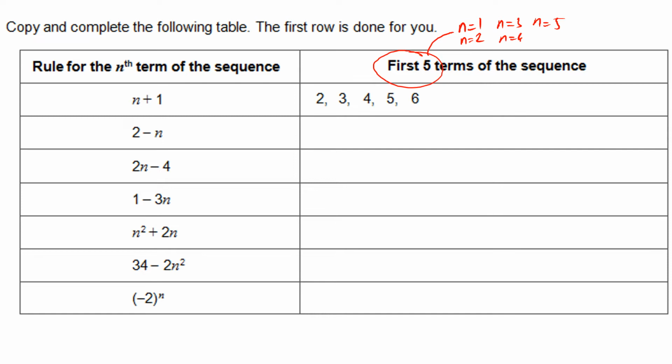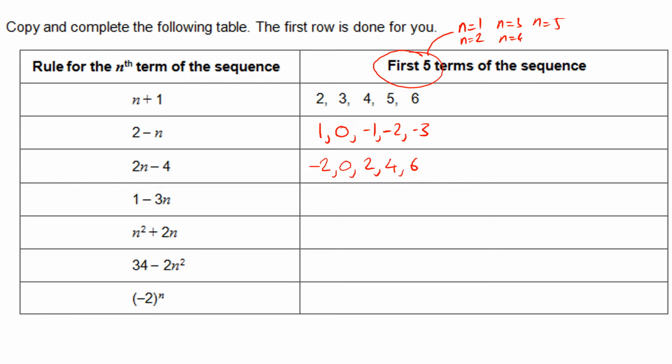Okay, so I'm not going to show all of the algebra here because we did a lot of that on the previous page, but just so you can check your working. For our first sequence, the 2 minus n, this would go 1, 0, minus 1, minus 2, minus 3. It's basically 2 and then take away increasingly large numbers. For our second sequence here, 2n minus 4, we would start with minus 2 as our first term there, and then it would go up in 2s. So we'd have 0, 2, 4, and 6.